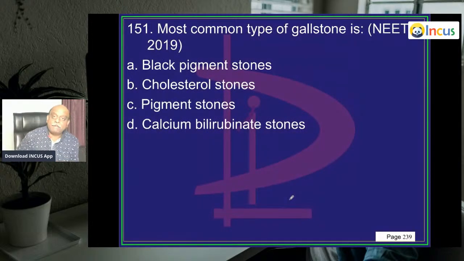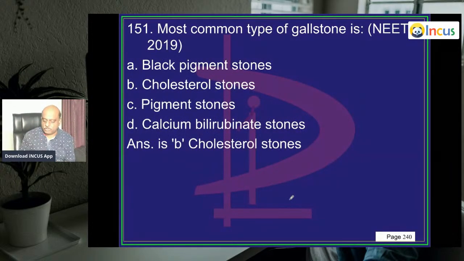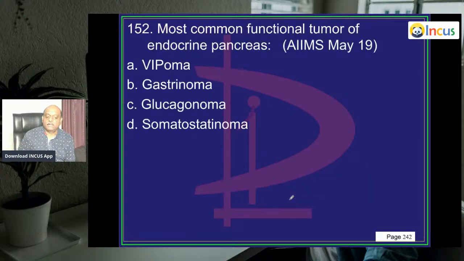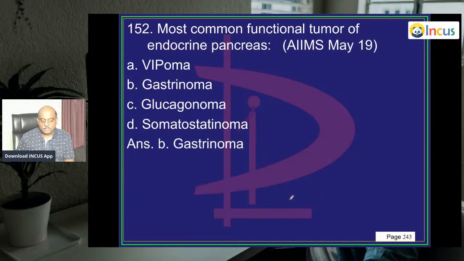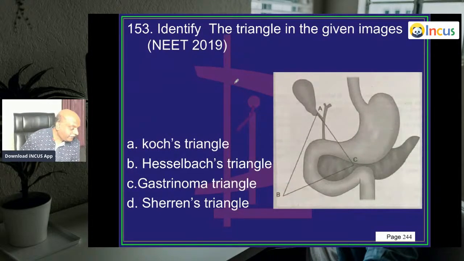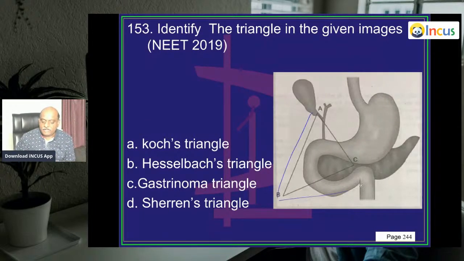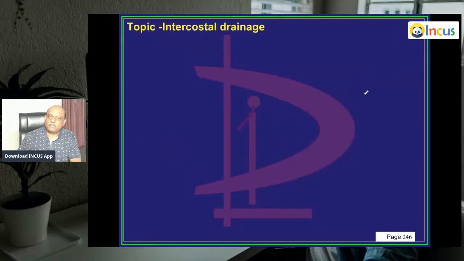Most common type of gallstone is a cholesterol stone. Most common functional tumor of the endocrine pancreas, of all this, the Zollinger-Ellison syndrome's gastrinoma is most common. Very good. Arun and many more who are all, please keep punching your answers. What is this triangle given in the image, doctor? This is the place where most of the gastrinomas arise, the so-called gastrinoma triangle.